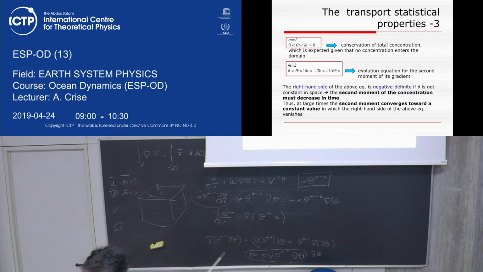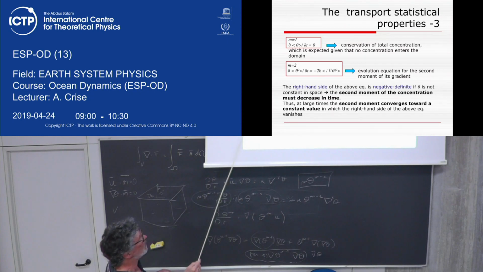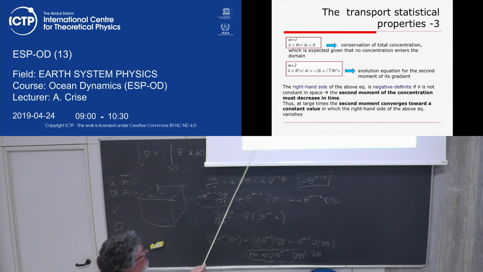But the second one is much more interesting. We see that the variance, this could be considered the second moment of our statistical property, the second moment of our tracer, varies with the square of the gradient, and is ruled by the diffusivity constant. That's important. So this is positive by definition, this is positive by definition. And we have a minus here. So the second moment of concentration must decrease in time. So the variance must decrease in time.